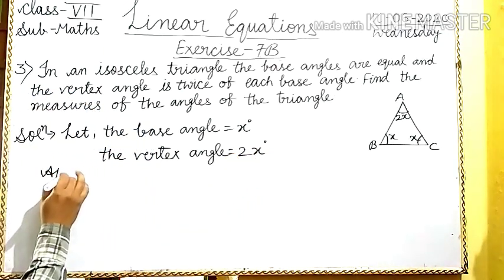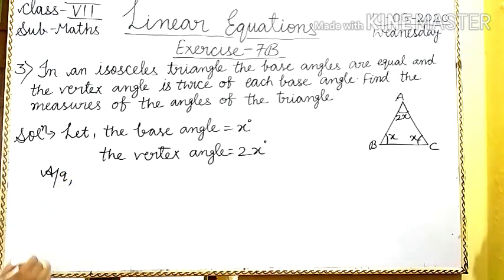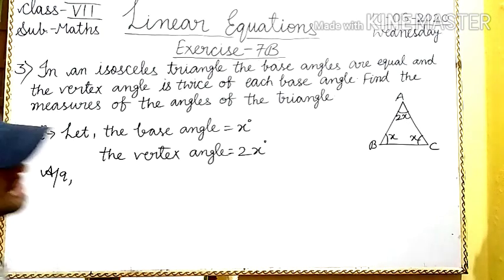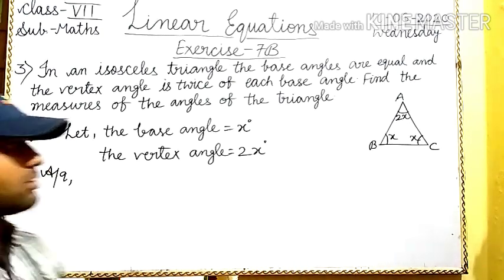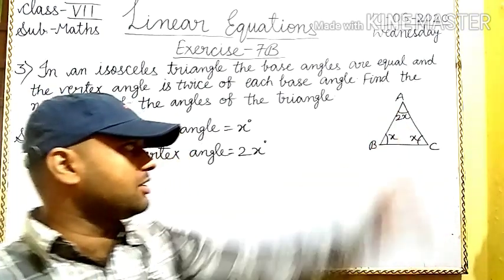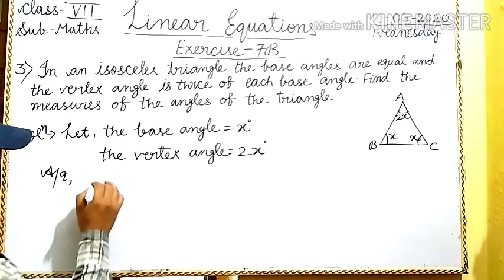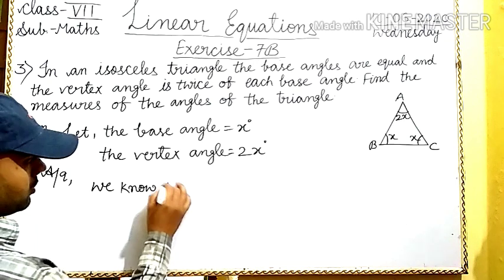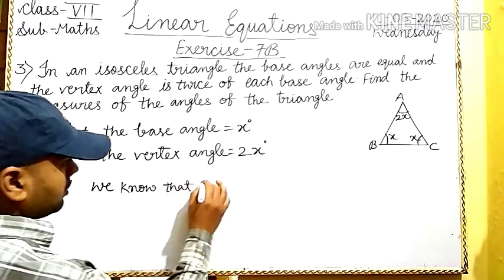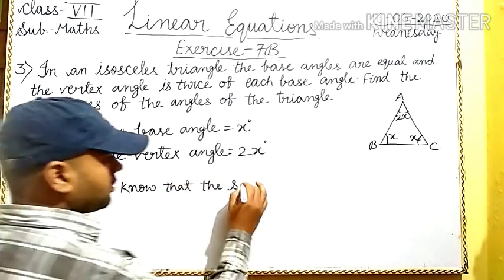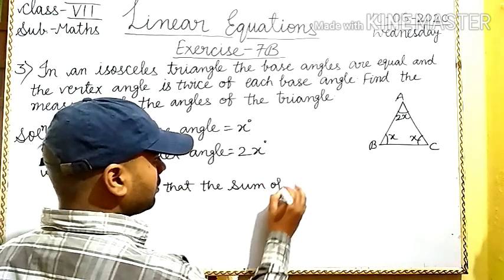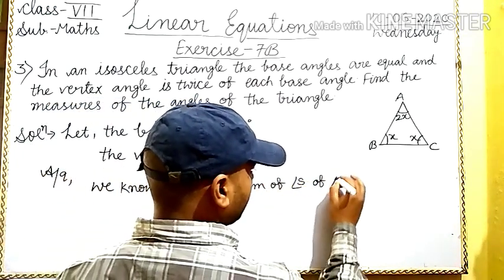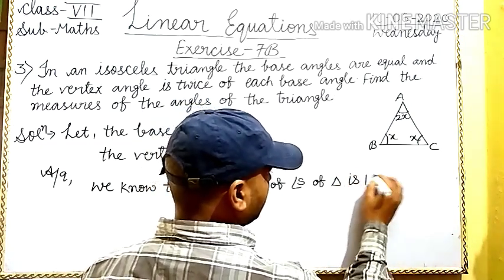According to the question, in an isosceles triangle the base angles are equal, meaning two angles, B and C, are equal, and angle A is equal to 2x. So we know that the sum of angles of a triangle is 180 degrees.